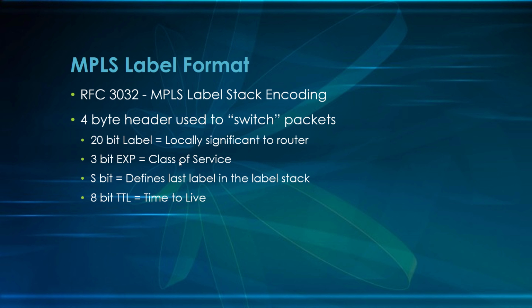So when we talk about this, you'll see the bottom of stack bit. We'll see this when we actually talk about PHP and how that works. The logic here with the bottom of stack bit is you have a 2-label stack by default. You have a transport label and you have a VPN label. The transport label is allocated through RSVP-TE, BGP labeled unicast, and label distribution protocol.